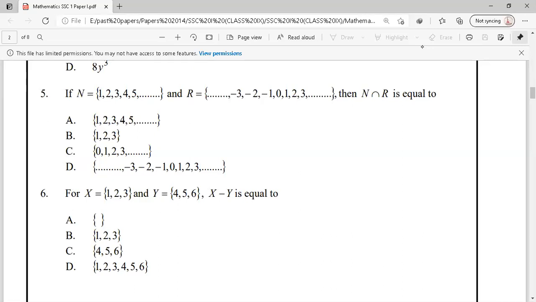Let's see question number 5. In question number 5, we have two sets, set N and set R.